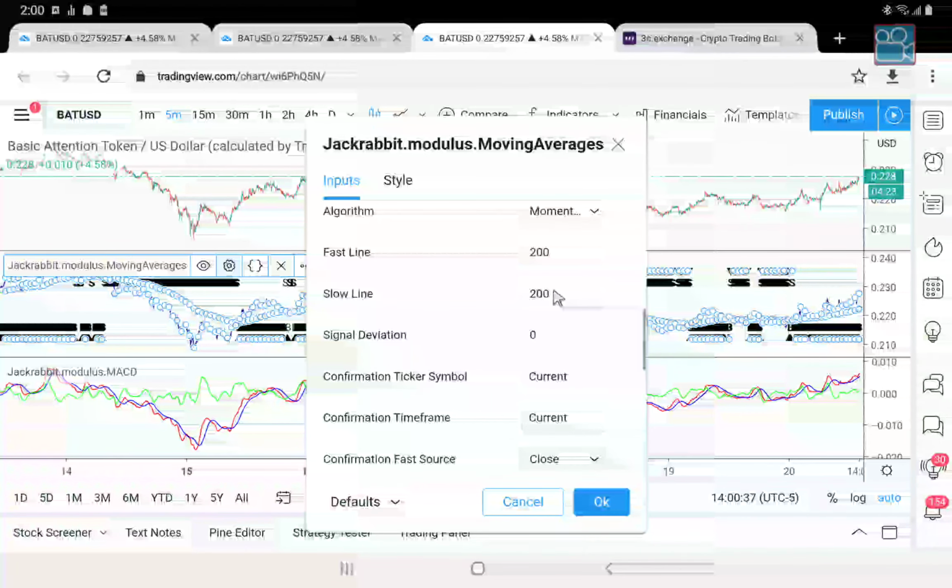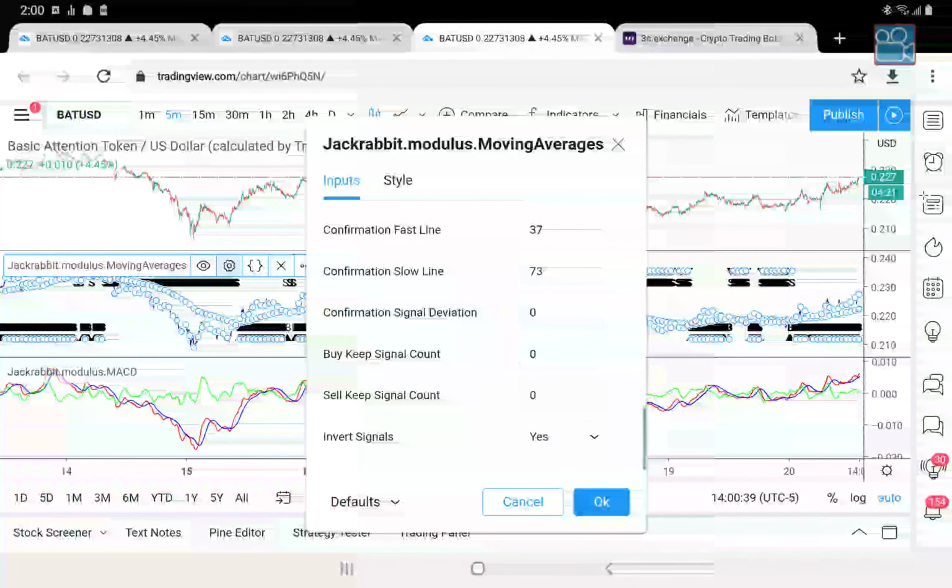Now comes the one part that is critical. At the very bottom, invert signals. Normally this is no, but for the original exact replica, this has to be yes. This is a very advanced situation. It is not something that you want to take lightly if you want to use it.